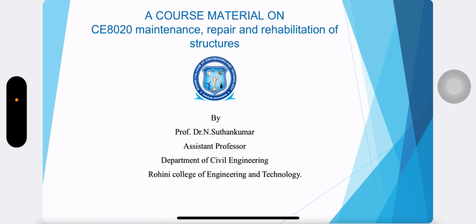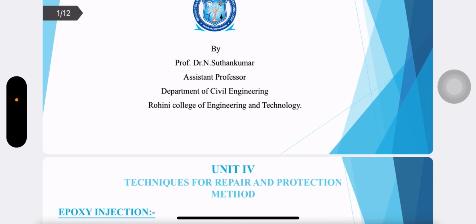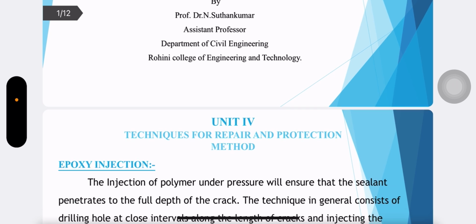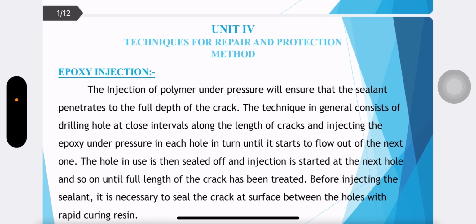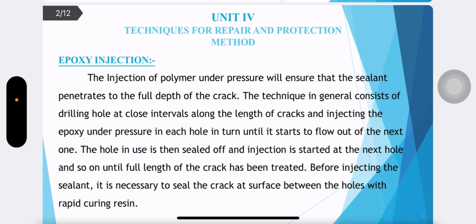And today we are going to discuss epoxy material on CE8020, Maintenance, Repair and Rehabilitation of Structures. The topic we are going to discuss is techniques for repair and protection methods: epoxy injection. The injection of polymer under pressure will ensure that the sealant penetrates to the full depth of the crack.